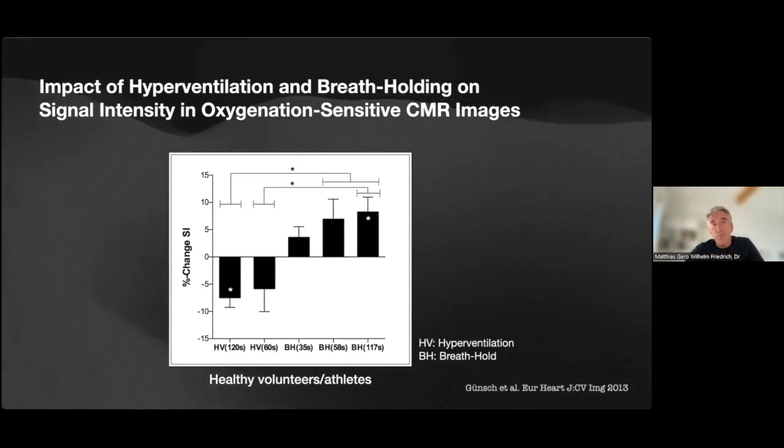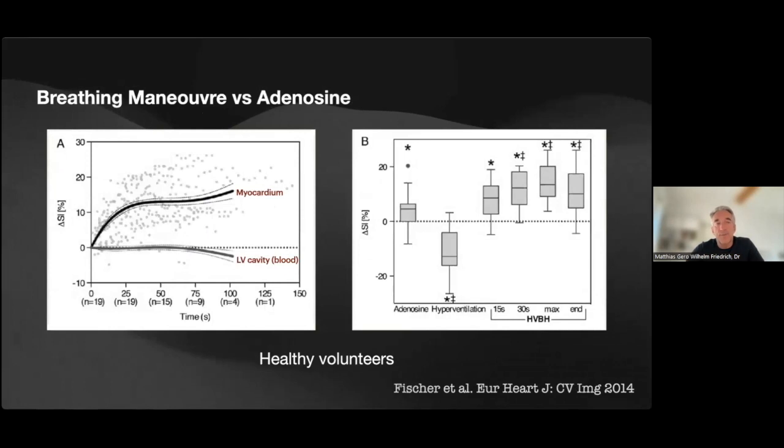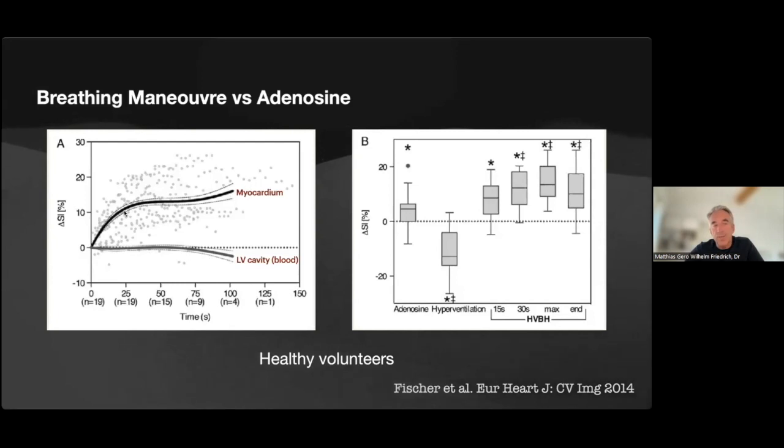So after this, we have work by Katie Fisher in healthy people, comparing it to adenosine. She could show two important findings. When compared to the cavity blood, there is no real change whatsoever of the oxygen level, because oxygen doesn't change that quickly. It takes time, and everybody who works on the intensive care unit knows that. However, in the myocardium, on average, in healthy people, after 25, 30 seconds, you reach a peak, but after the signal intensity reflecting the oxygenation increases.